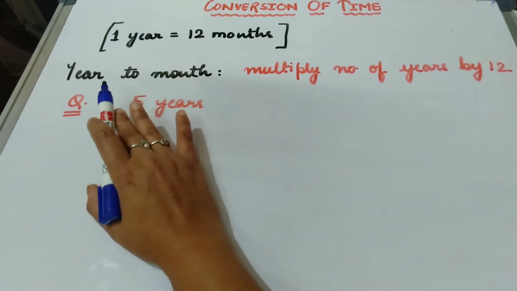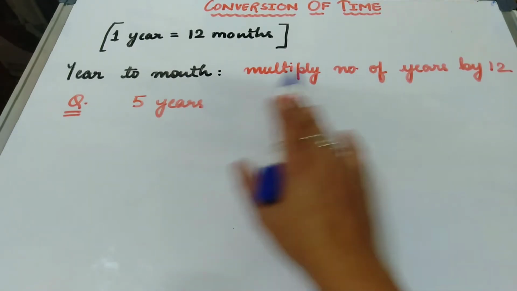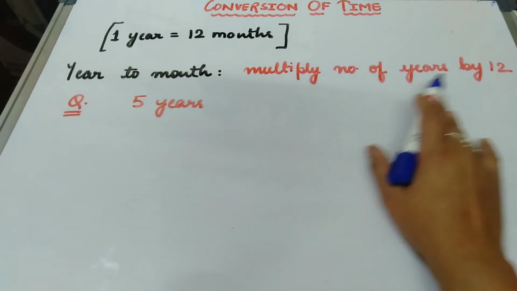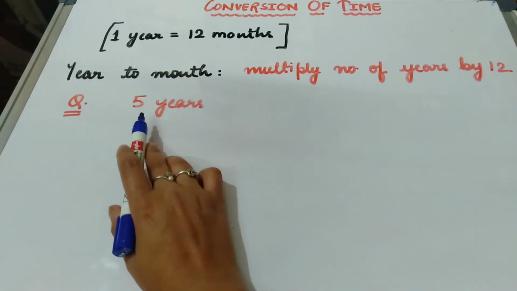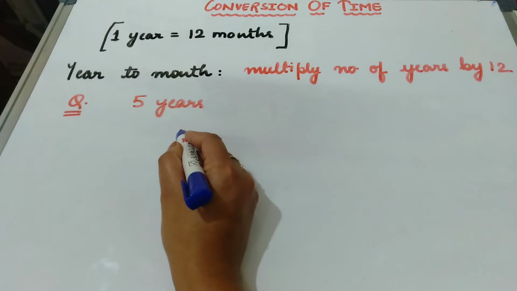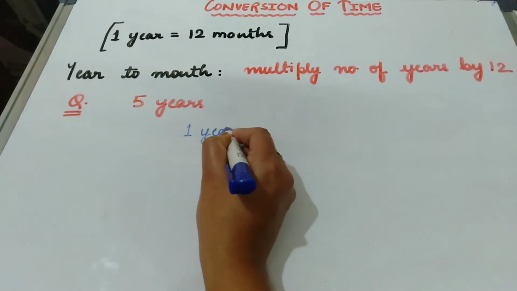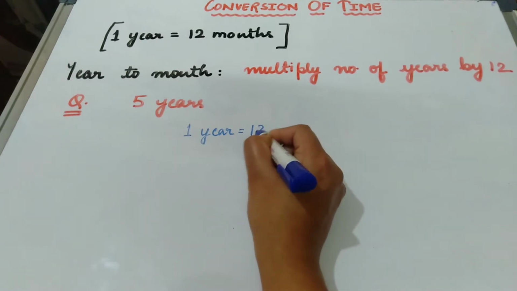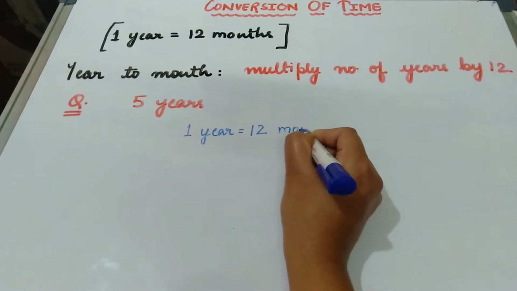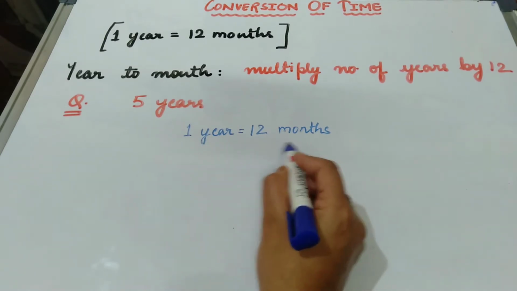If we want to convert year to month, we have to multiply the number of years, whatever the number of years given to us, by 12. Suppose 5 years is given. So in solution, how are you going to write? You are going to first mention that 1 year is equal to 12 months. It is very important for you to write this. Don't skip this. 1 year equals 12 months.